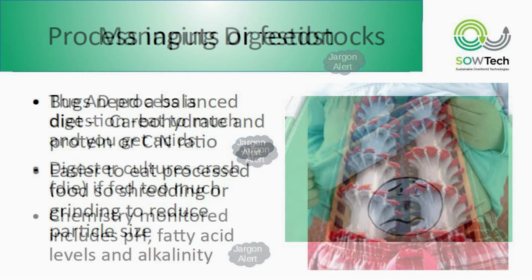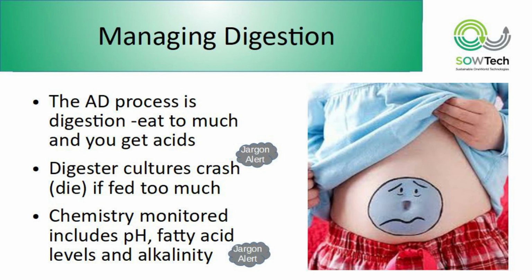So finally, one quick point about control of the process within the digester. My final analogy is, again, like us, the digestion process goes wrong if we have too much acid. We call it indigestion. Digester cultures crash, i.e. die off, if they are fed more than they can process. This is because the methane making processes cannot work as fast as the acid making ones. In order to manage this balance, the chemistry of the digester is monitored, so this may include pH, fatty acids and alkalinity.